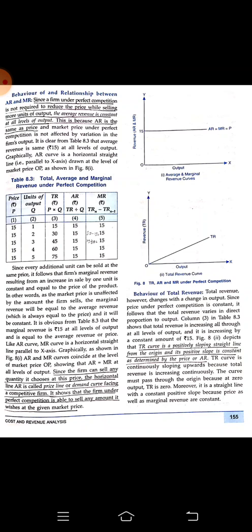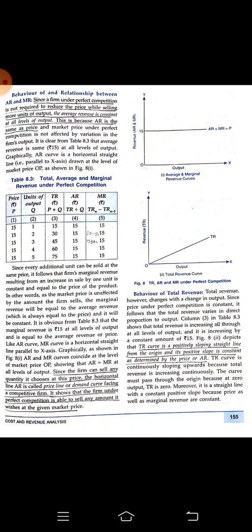So let us study about the behavior of total revenue. What kind of curve we are going to get in total revenue, because as the outputs are getting sold, we can see that the output is also increasing and the total revenue is also gradually increasing. So total revenue curve is a positively sloping straight line from the origin, and its positive slope is constant as determined by the price or AR.